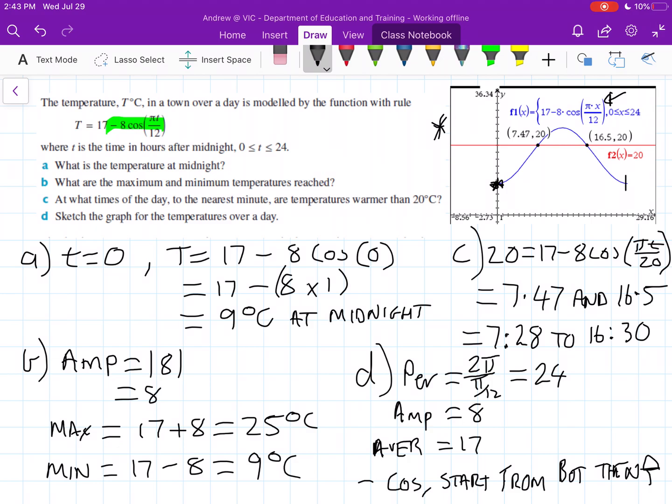Hopefully this helps with application questions and you can break these down and solve them. Yet again, it's just about understanding the words and breaking that down into your actual question. What does this mean? Midnight means that no time's passed. Maximum and minimum temperatures are the tops and the bottoms of our graph, and so forth. It's just breaking down these facts. So good luck with this.